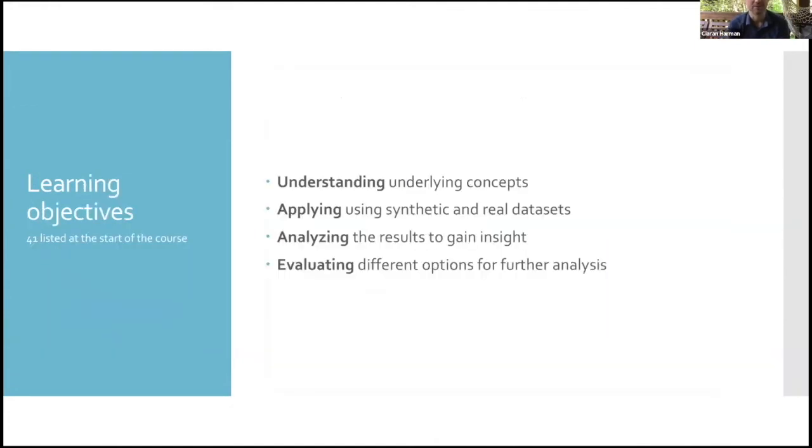At the start of the course, there are 41 learning objectives listed in great detail, but they can be summarized like this: the emphasis is on understanding the underlying concepts, applying them using synthetic and real data sets, analyzing the results to try to gain real insights into systems, and evaluating different options for further analysis.